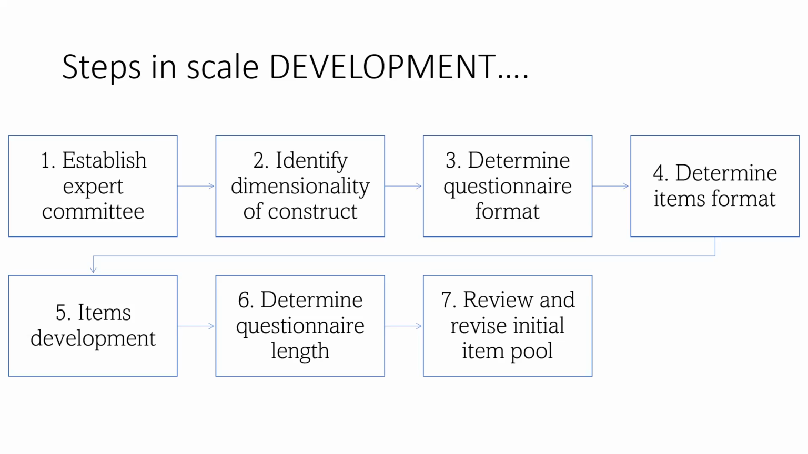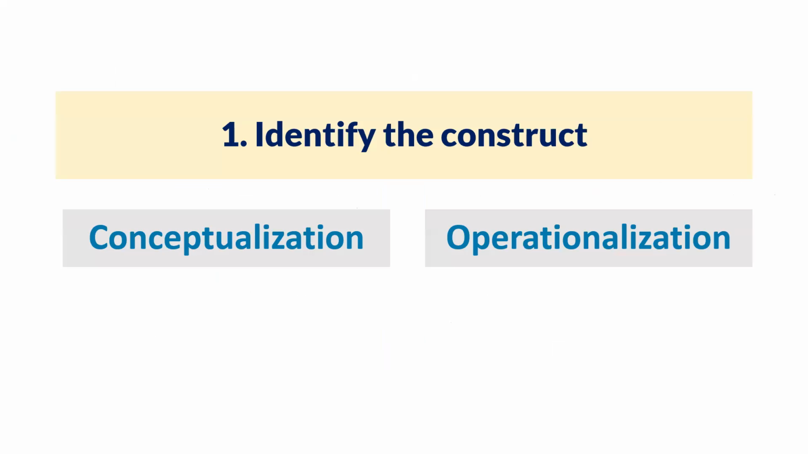And I have said that it is multidisciplinary. Multidisciplinary means, for a construct, there should be a psychologist, a psychiatrist, maybe a medical person, maybe an educationist, maybe a social person. So that should be there. Then the second step is to identify the dimensionality of the construct. We'll see each step one by one.